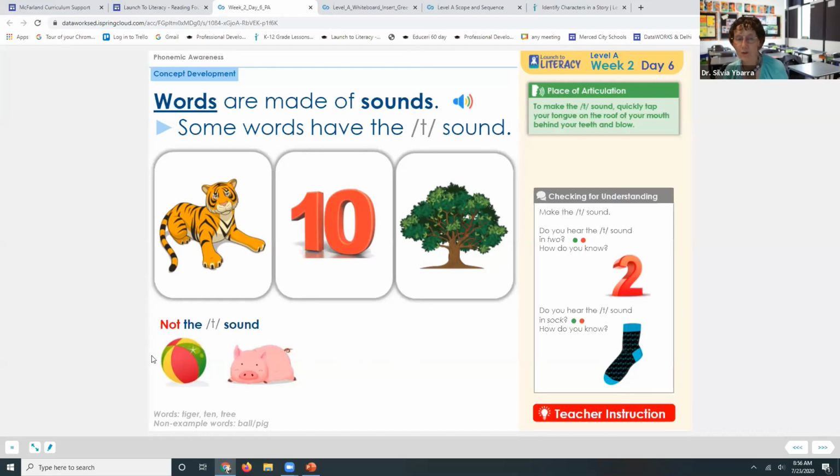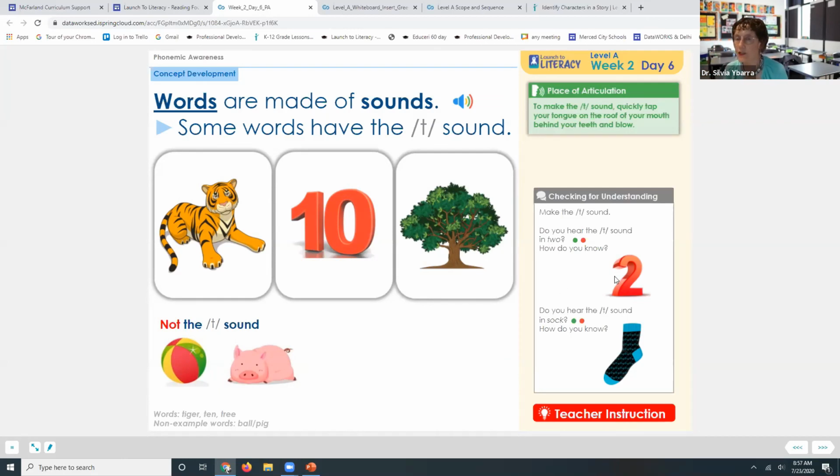And then, of course, you will give them the not sound for non-examples. And then, as I'll show you, you also are going to be checking for understanding. So that's the way you will actually do these lessons. You will keep the students engaged, and you will actually use the whiteboards.